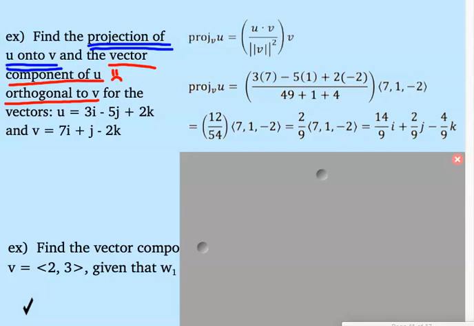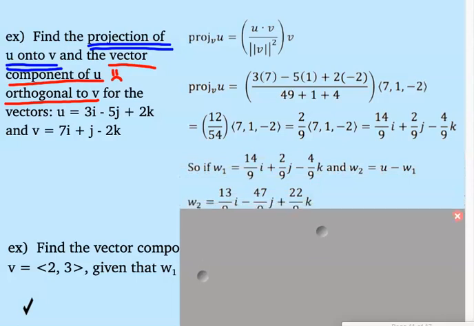You could write it either way. It's fine. I don't care. So this is your projection right here, 14/9, 2/9, -4/9. If you need to find the other component, the orthogonal component, you just take your projection and subtract it from your original vector in order to get that orthogonal component. So it'd be u minus this guy.